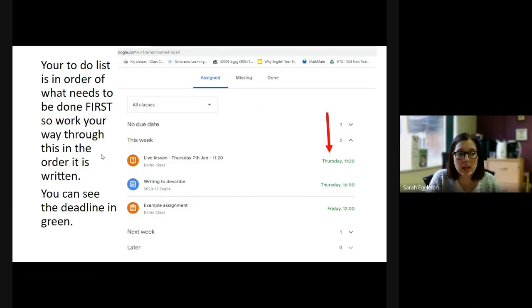So this is the first port of call. I would use this rather than use your emails, because your to-do list is going to have all your live lessons and all of your assignments for the day, for the week, ready for you to see in the order in which you need to attend them. So that's a really, really helpful tip to make sure you're using that to-do list in your organisation for the day ahead.